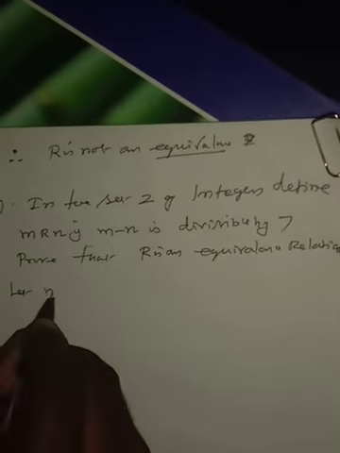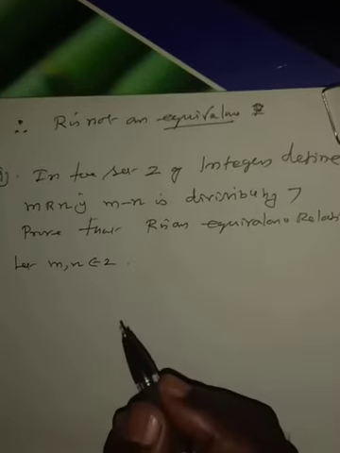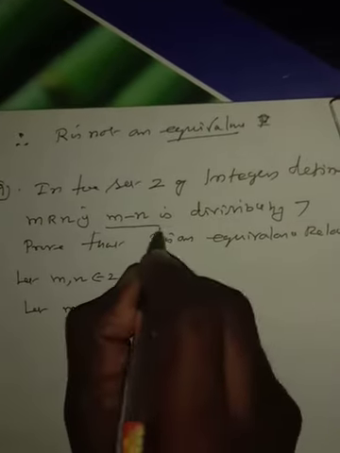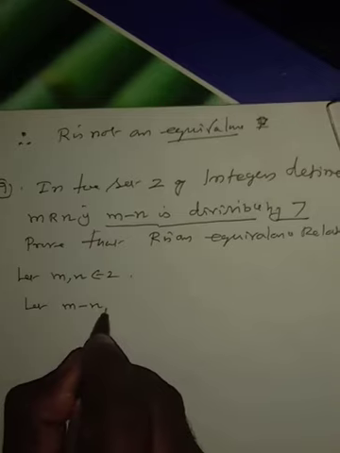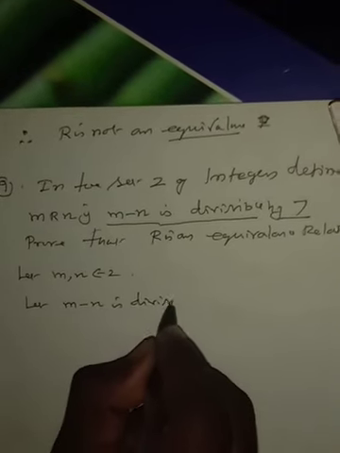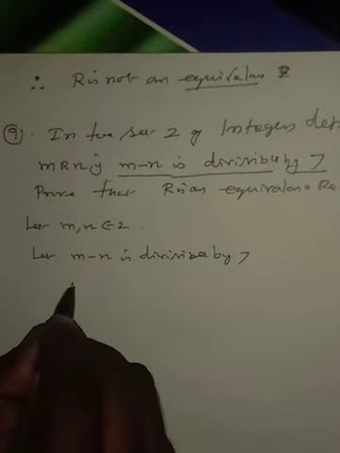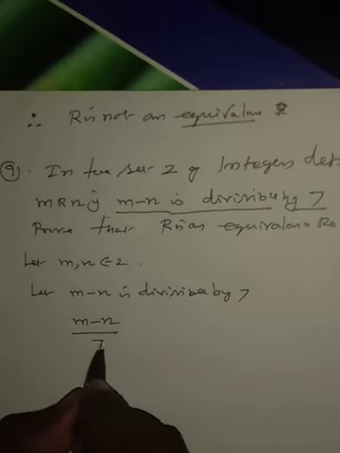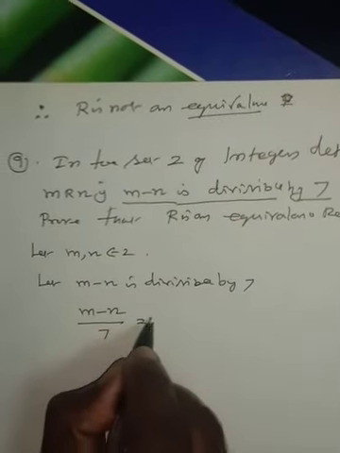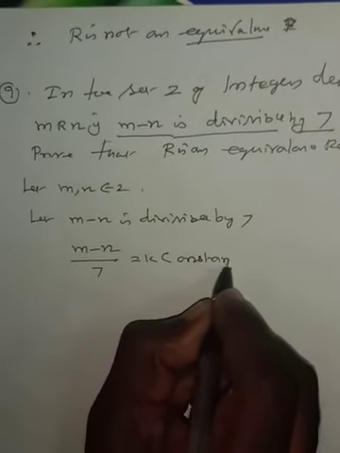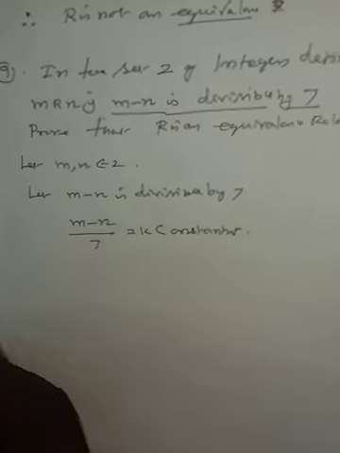First, let m, n be integers, belonging to Z. Also let m minus n be divisible by 7. Now m minus n divided by 7 is some constant equal to k, where k is a constant. Next, reflexive.